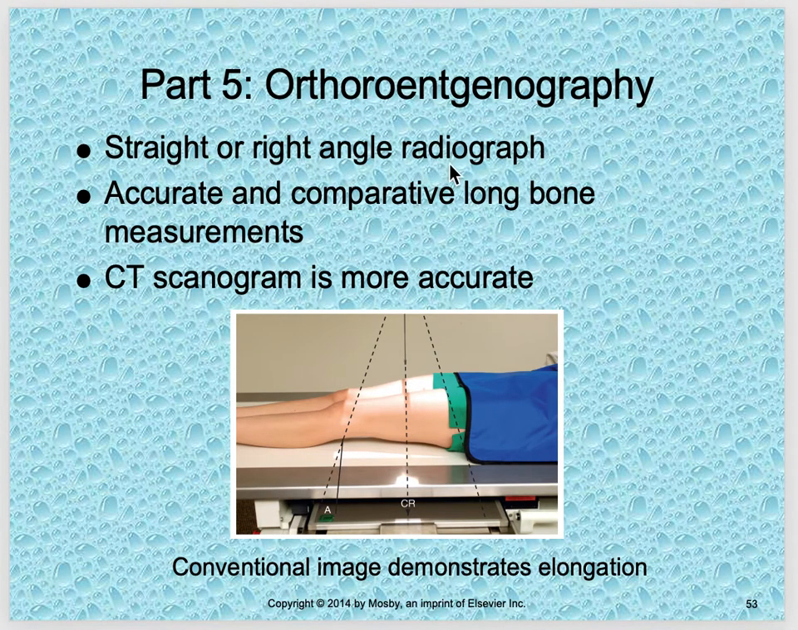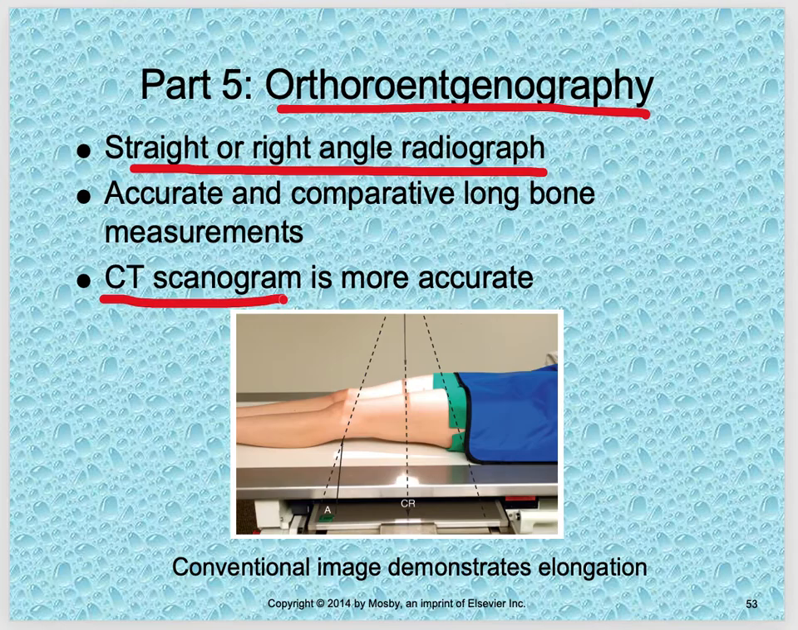Orthoroentgenography, straight or right angle radiograph. So straight or right angle radiograph, orthoroentgenography. It's accurate and comparative long bone measurements. So CT scanogram is more accurate. CT scanogram. So that's where most of this has gone to.